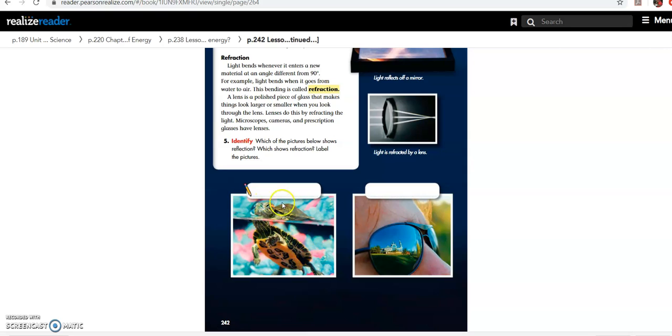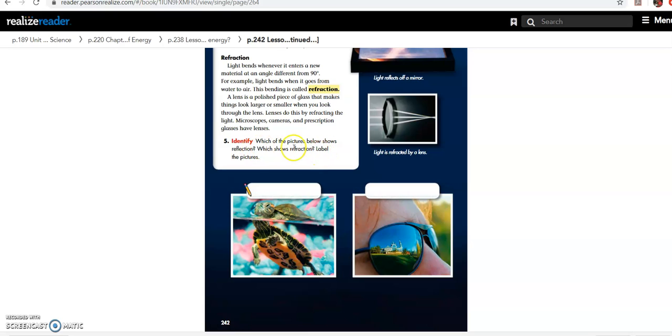Now, we see this a lot with water as well. It says, for example, light bends when it goes from water to air. And so that's why when I look underwater, my legs appear shorter than they actually are, because light travels through different materials and is bent as it is doing that. Microscopes, cameras, prescription glasses, they all have lenses, which, if you have glasses, if you look at your lenses, they are curved. Like Mrs. Bulwark's glasses lenses are curved a little bit, bending light.